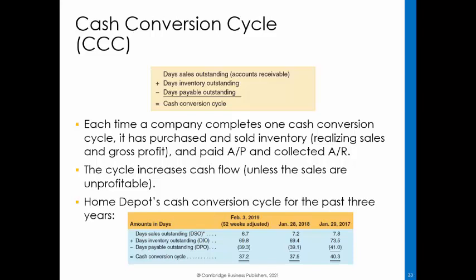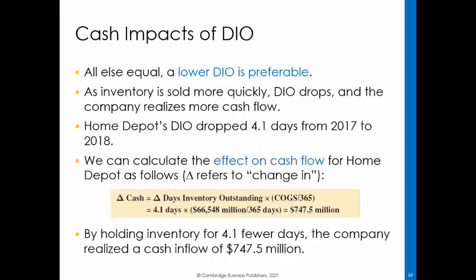Home Depot's cash conversion cycle has decreased over the 3-year period from 40.3 to 37.2 days. The biggest improvement was for inventory days, which dropped by 3.7 days over the 3-year period. Inventory management has been a strategic focus for Home Depot. Supply chain optimization is often cited as a key for effective inventory management.